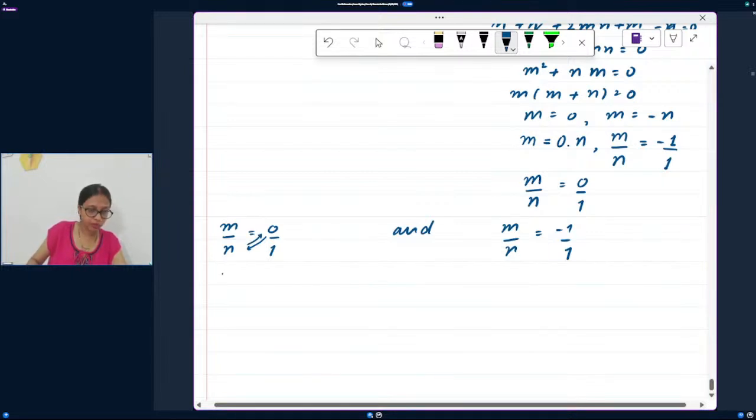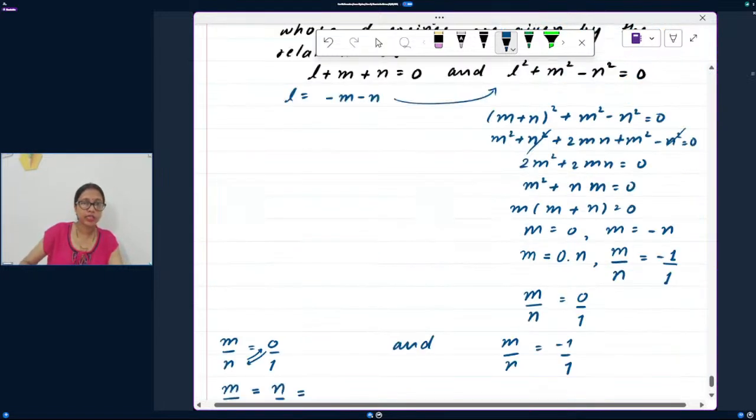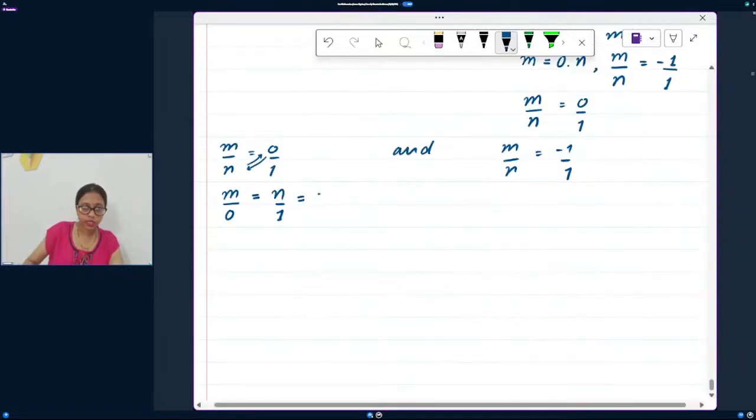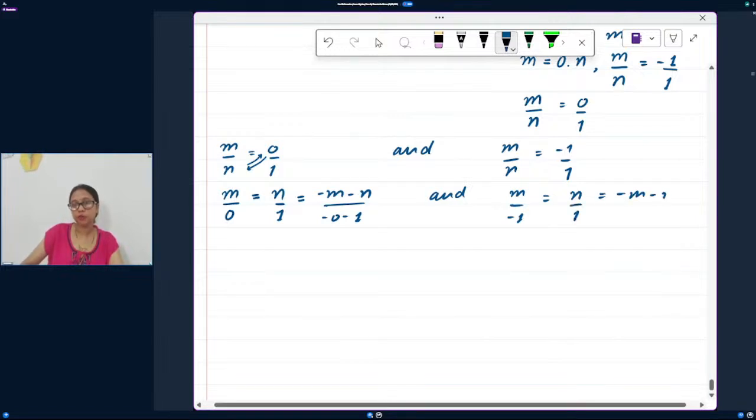So, but here I'm dealing with direction cosines, so I can say that actually it is proportional to 0, which will represent its direction ratios. So m by 0 is equal to n by 1, and how can I make L from here? Minus m minus n, so minus m minus n divided by minus 0 minus 1. Here also m by minus 1 is equal to n by 1 is equal to minus m minus n divided by minus of minus 1 minus 1.